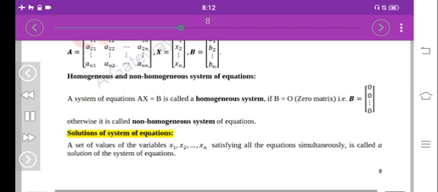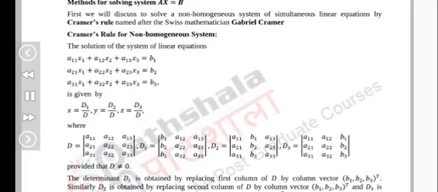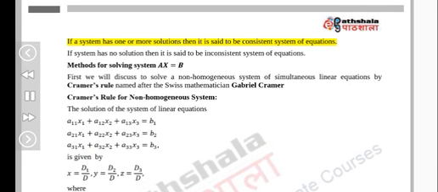Solutions of system of equations. A set of values of the variables x1, x2, ..., xn satisfying all the equations simultaneously is called a solution of the system of equations. If a system has one or more solutions, then it is said to be a consistent system of equations.